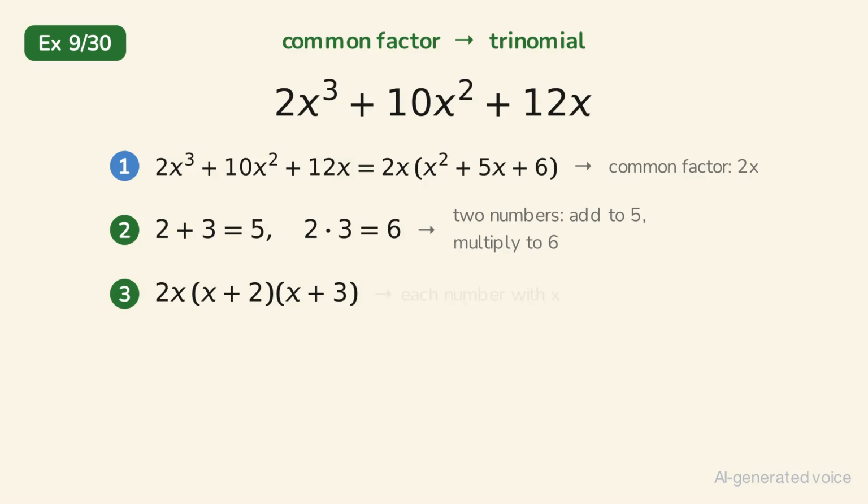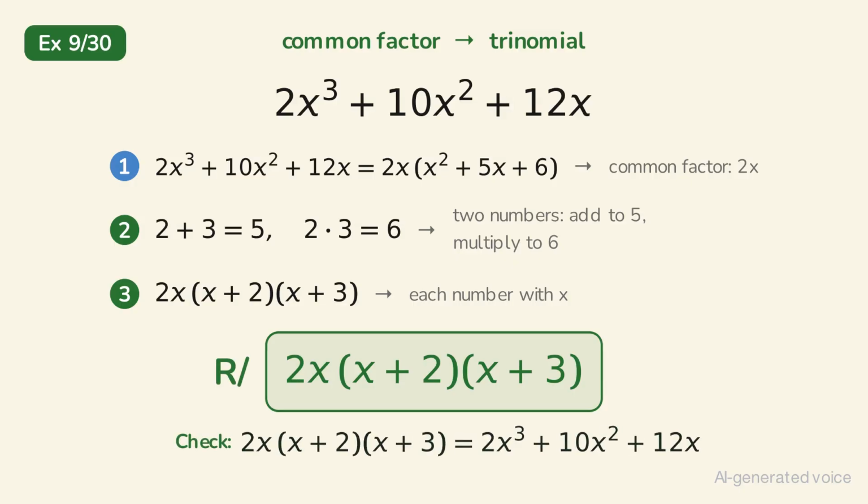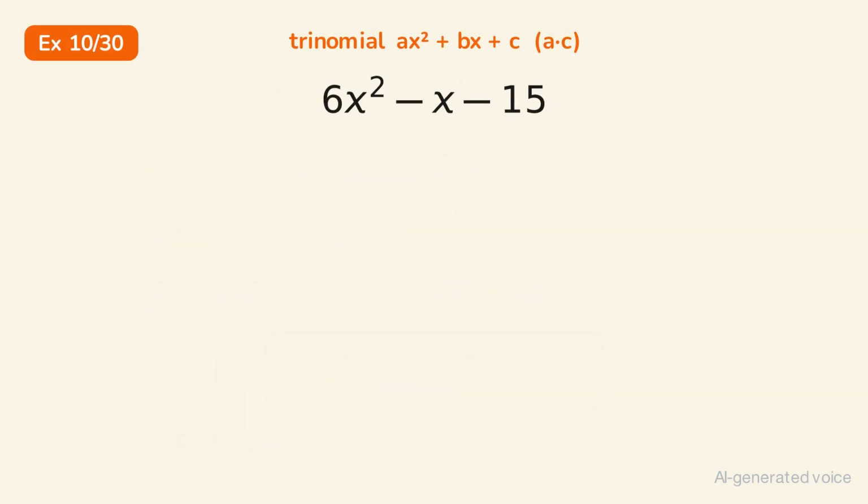Each number goes with x, and we don't forget the 2x outside. We get 2x times x plus 2 times x plus 3. Check. x plus 2 times x plus 3 gives x squared plus 5x plus 6, and that times 2x brings back the original. We close the batch with 1 with negatives, which looks scary but comes out clean.